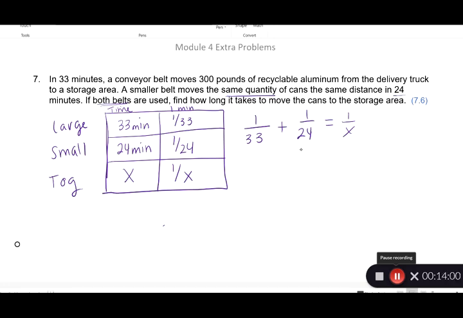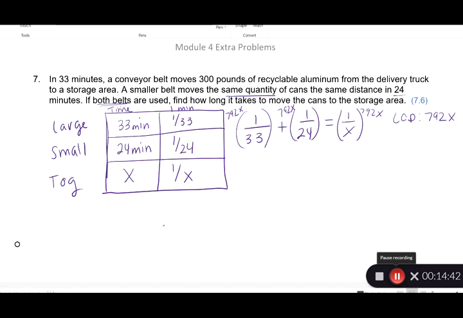Okay, so now again, I want to look at my LCD because I can clear the fractions and not have to work with fractions, right? So I'm looking at my LCD. There's nothing in common for 33 and 24, so you have a little handy calculator. You do 33 times 24, gives me 792X, because I have 33 times 24 and the X. And then I'm going to multiply this by each term, right? Again, equation solving with expressions. So I want to multiply every term by this LCD, my goal being to eliminate the fractions.